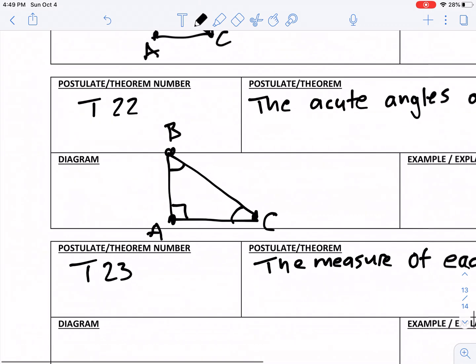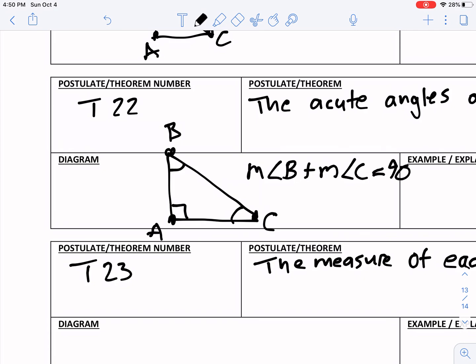I was misspeaking there, but complementary, remember back to what we talked about before, that means they add to be 90 degrees, okay? So what they're saying is the measure of angle B plus the measure of angle C has to add to be 90 degrees. They're complementary.